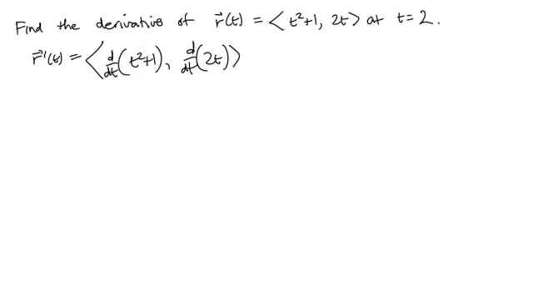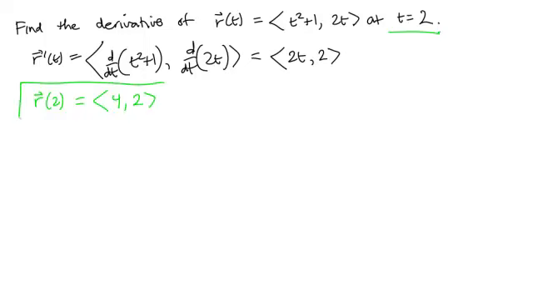The derivative is component-wise. And so if we differentiate, well, the derivative of t squared plus 1 is going to be 2t. The derivative of 2t is just going to be 2. And so there's my derivative. Now, if I want the derivative at t equals 2, well, we'll just plug in t equals 2 into my formula, and I'm going to get ⟨4, 2⟩. And so there's my answer.